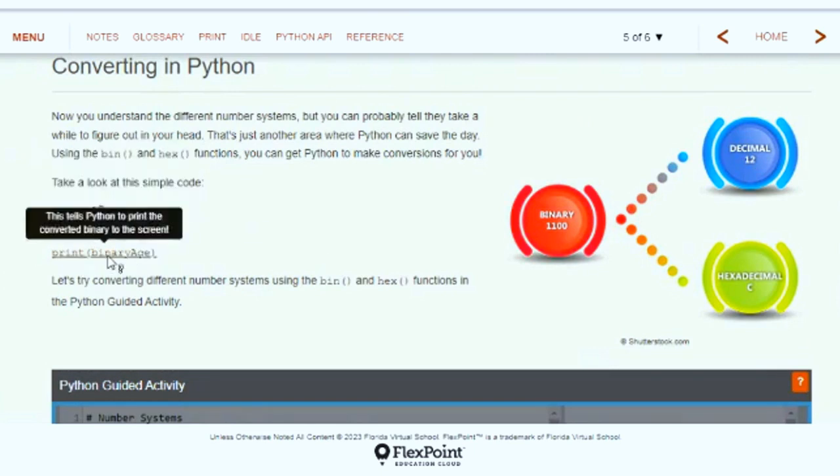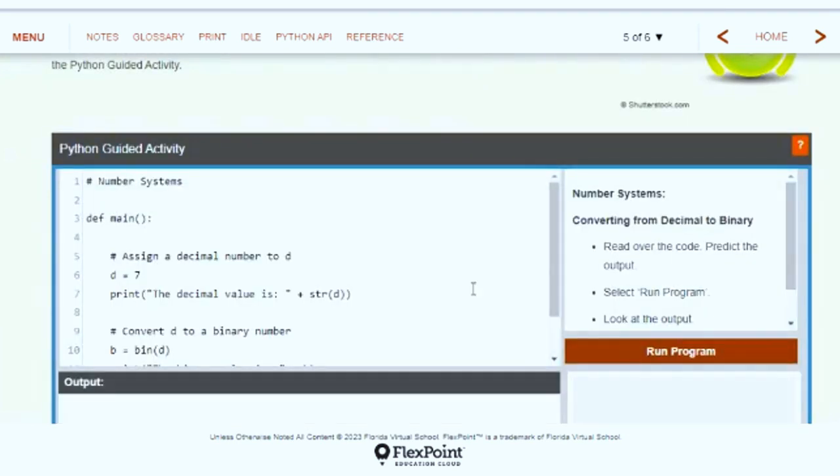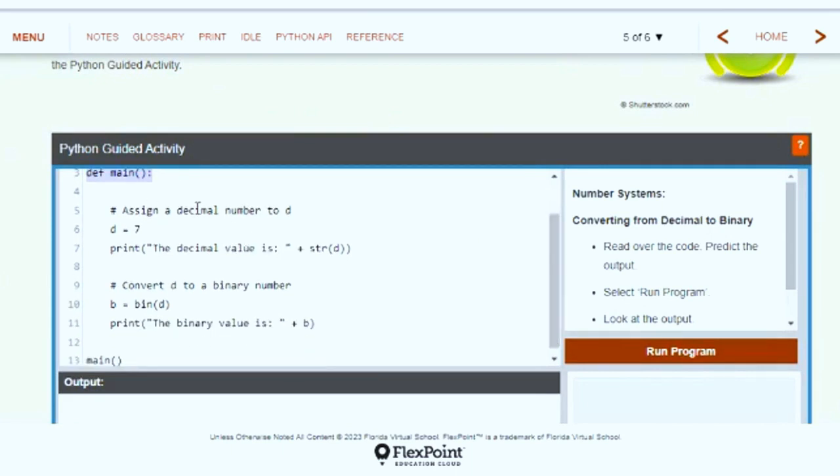So it will print it in binary. So let's look down at this program they have. If we read over the code, number systems, define main, we start our main function, assign a decimal number to D. Okay, that's a comment. So we assign the number 7 to D, and we print that. The decimal value is string D. So we're going to print what that number is.